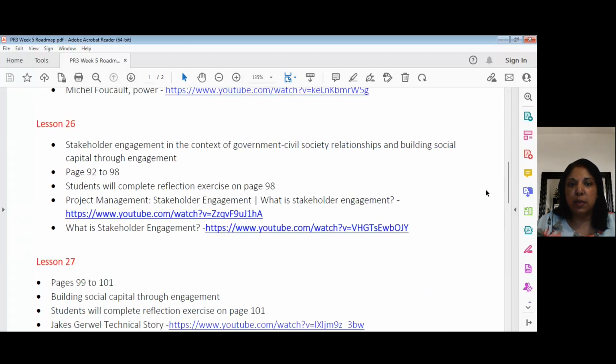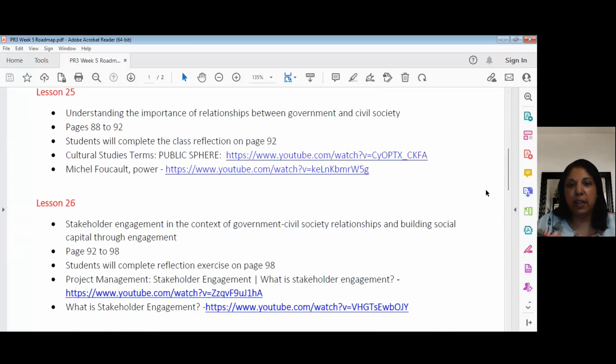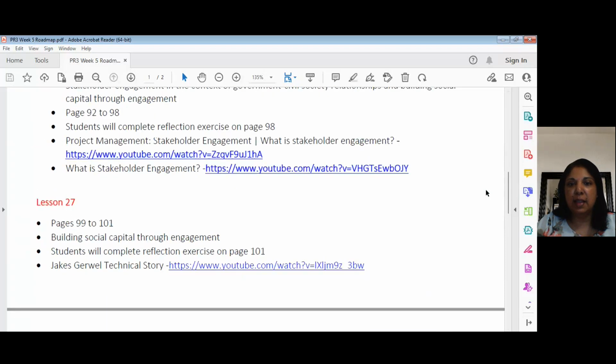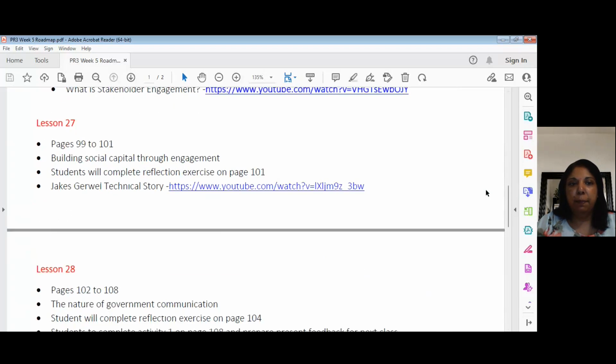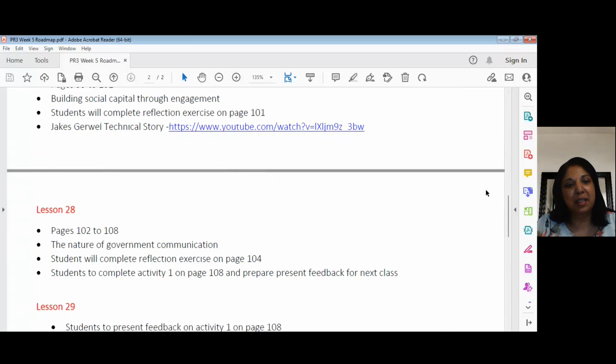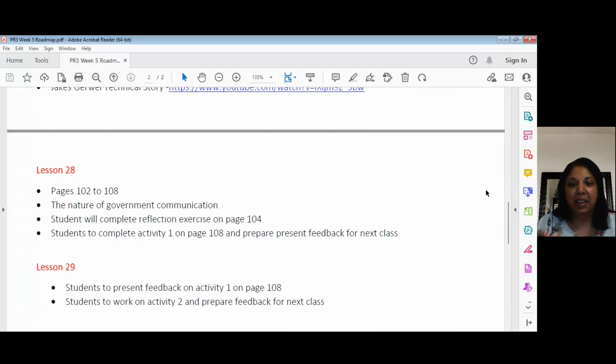Secondly, stakeholder engagement in the context of government, civil society relationships, and building social capital through engagement. There's also another reflection exercise on page 98. There are some videos. Lesson 27 is building social capital through engagement, and another reflection exercise. Wow, this week is a lot of reflection exercises and a lot of homework.